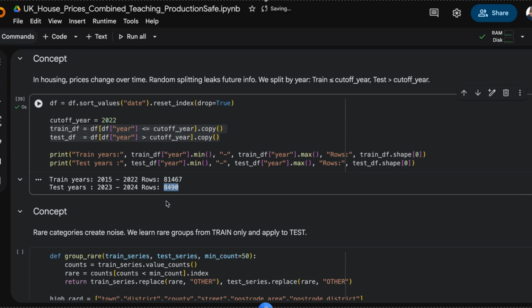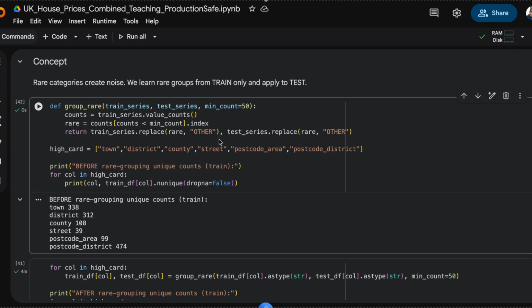This split is called production safe because it mimics how models are deployed in the real world. In reality, we train on past data. We predict future outcomes. We never have access to future information during training. This preserves causal direction.